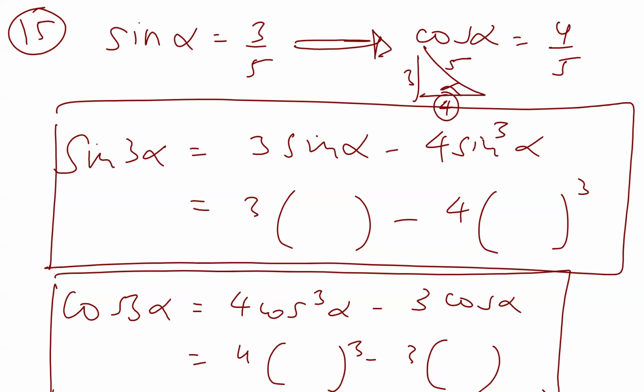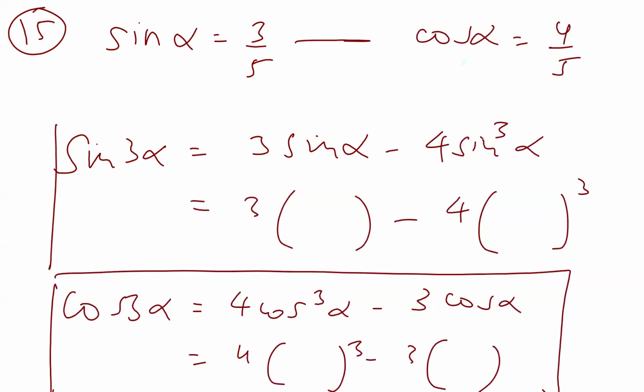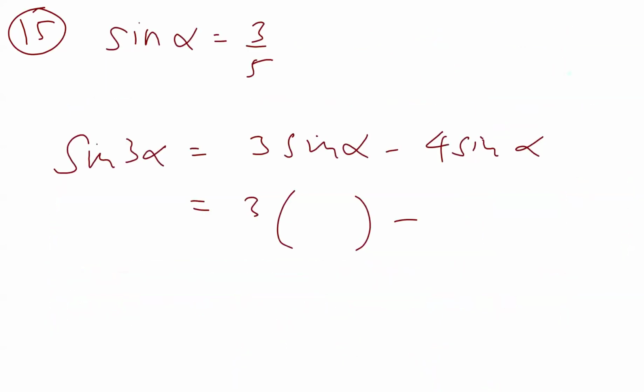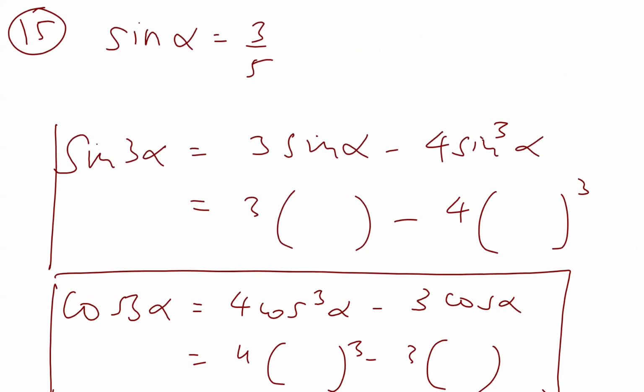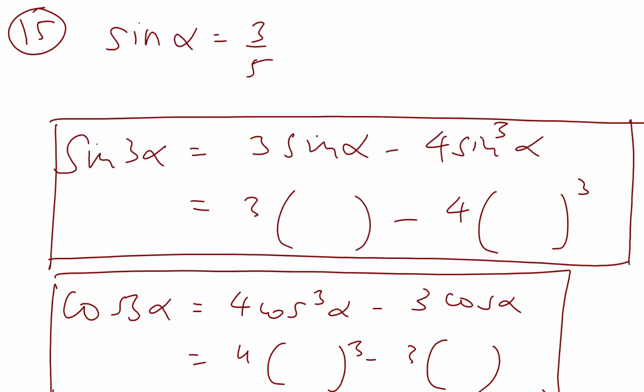Guys, one more thing we need to take care of in question number 15. First of all, the formulas are very clearly written in front of you. You have to use the triple angle formula, but then there will be two solutions. I'll tell you why. From here, get the value of cos alpha, and you can put it in this bracket and this bracket. So sine alpha is 3 by 5.